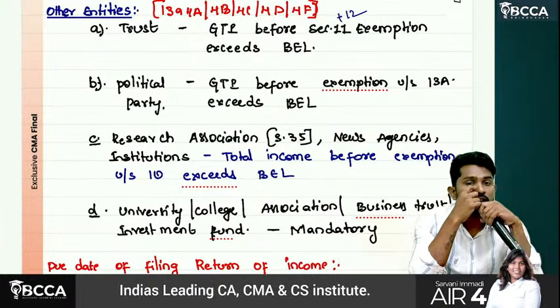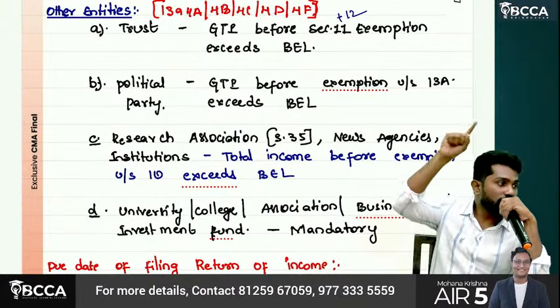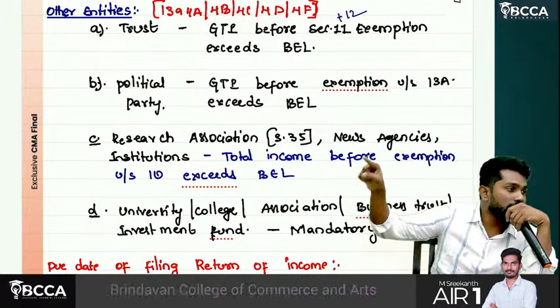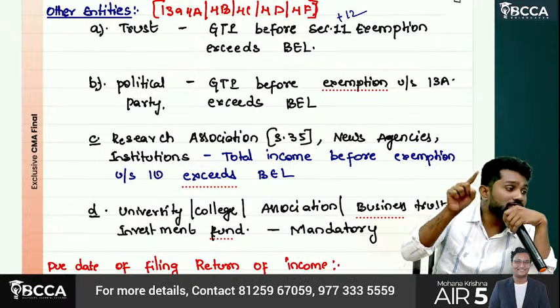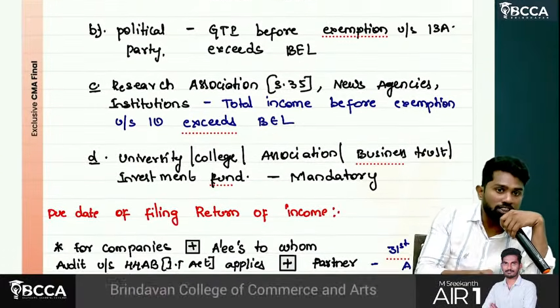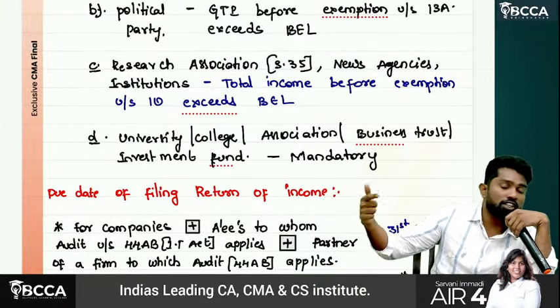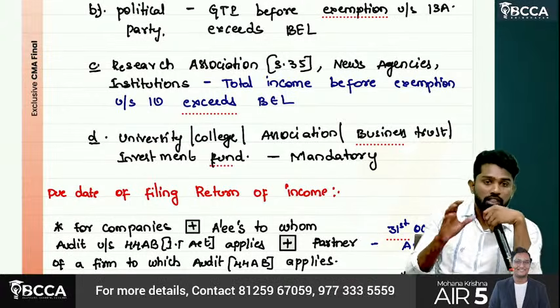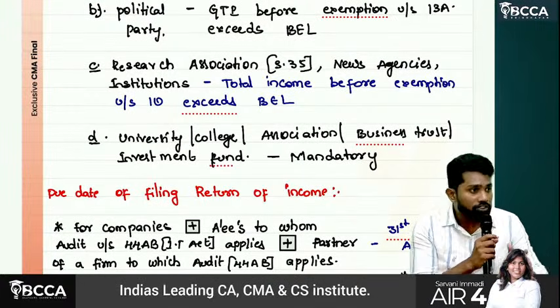Then a resident and ordinarily resident, if he is a beneficial owner of any asset located outside India, plus he is having signing authority outside India, then also he has to file. If he is a beneficiary of any asset located outside India, then also he has to file return of income. Then if he enters into specified financial transactions, then also he has to file return of income.